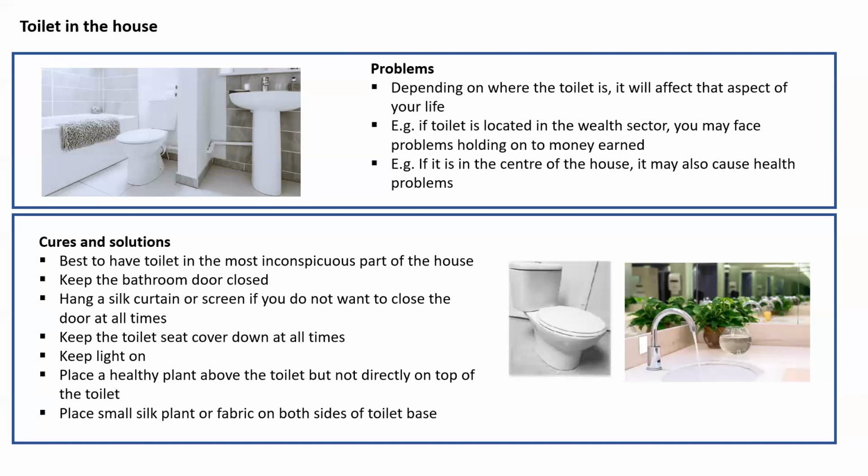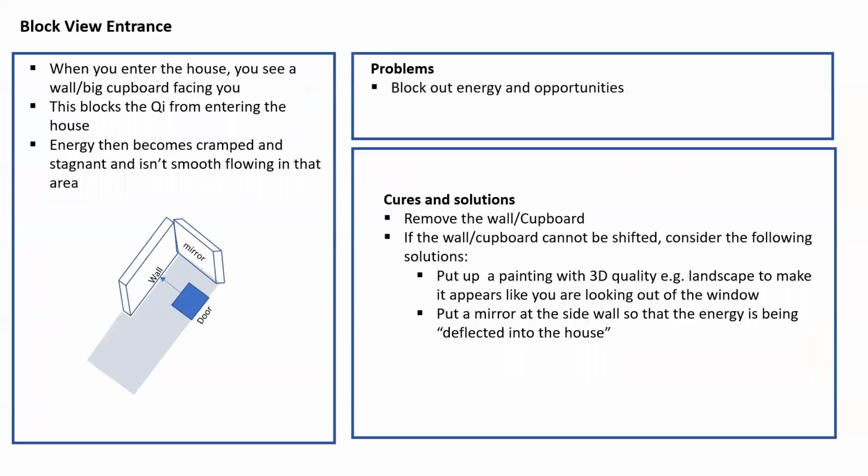Another way is that you can also keep the toilet seat cover down all the time, especially after flushing, so as not to flush the wealth away. To remove the Sha Qi, another way is by putting some healthy plants in the toilet, so as to suck out all the negative energy.